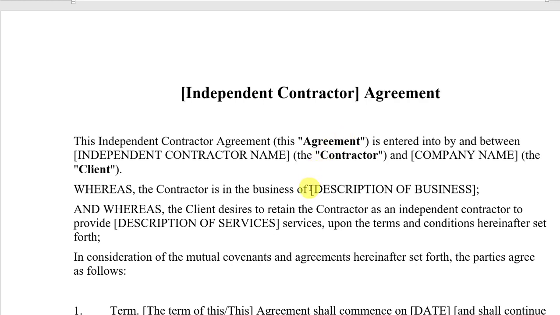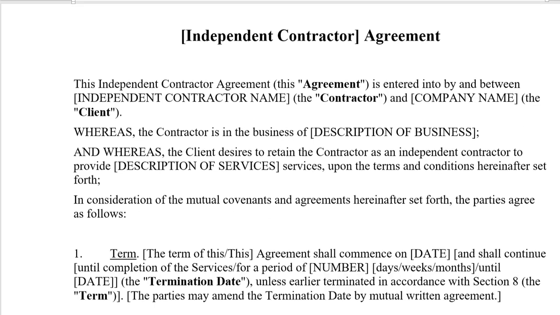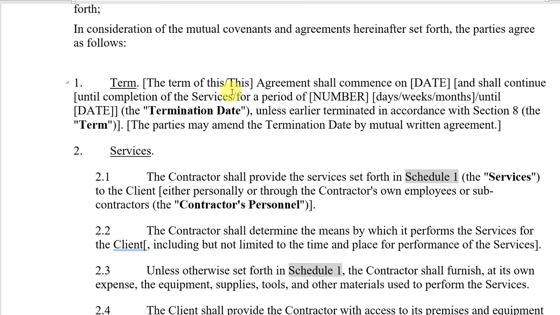So here you'll write in the recital the description of the contractor and the services that they'll provide. In general, 1 or 2 lines is typically sufficient there. In the first clause, you'll see the term of the agreement, when it'll start, when it'll end, and the services. Now the specific services will be set out in a schedule, and you will establish what exactly the contractor will be doing for you.